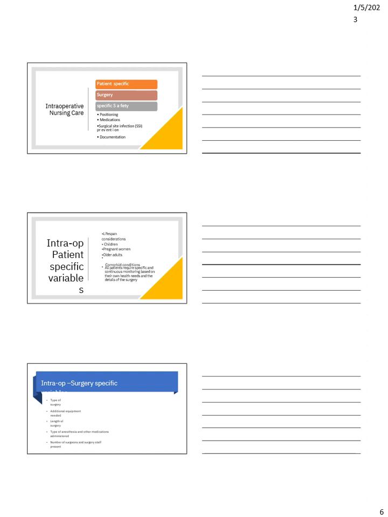Slide 18. In the intra-op phase, there are surgery-specific variables to consider. Surgery types will determine the length of time of the procedure as well as the level of complexity of the procedure. Surgery time and complexity will increase possible complications during the procedure as well as in the recovery phase.